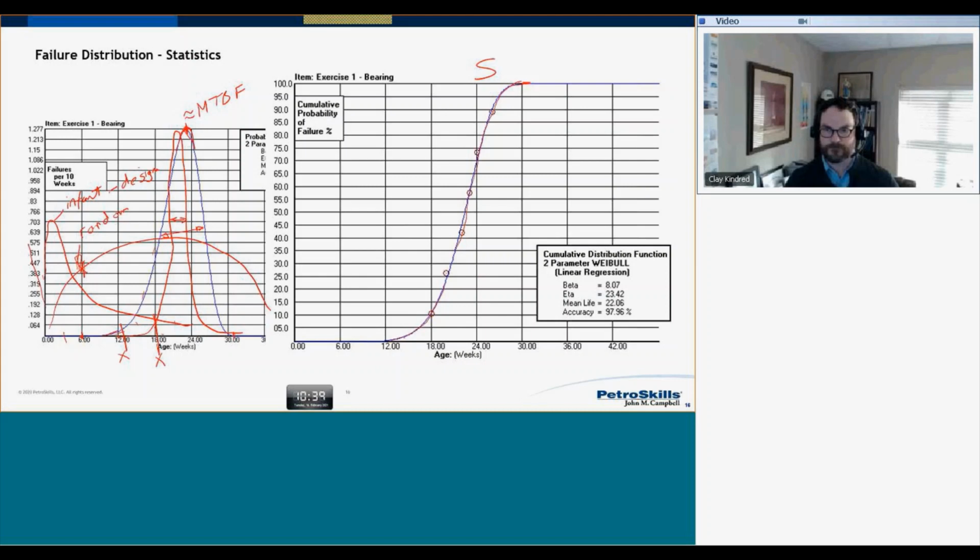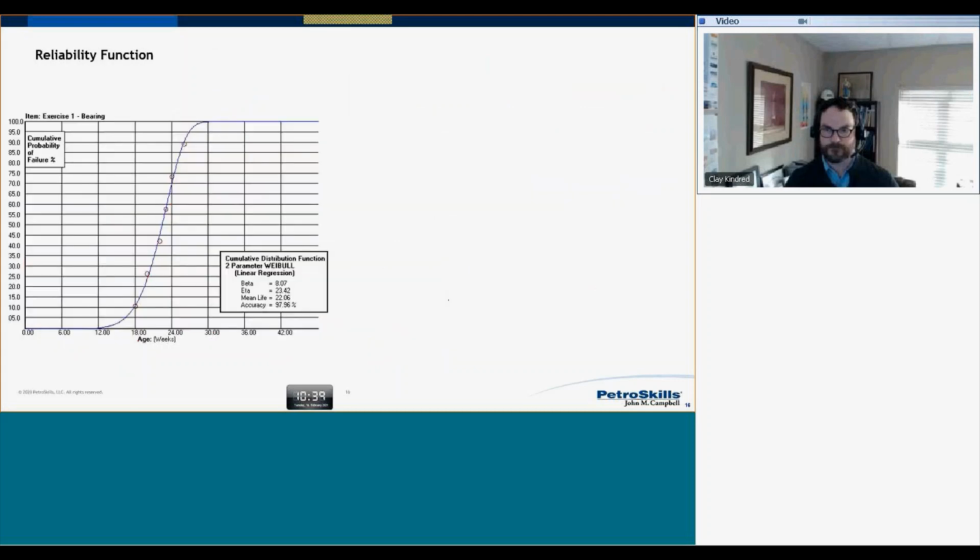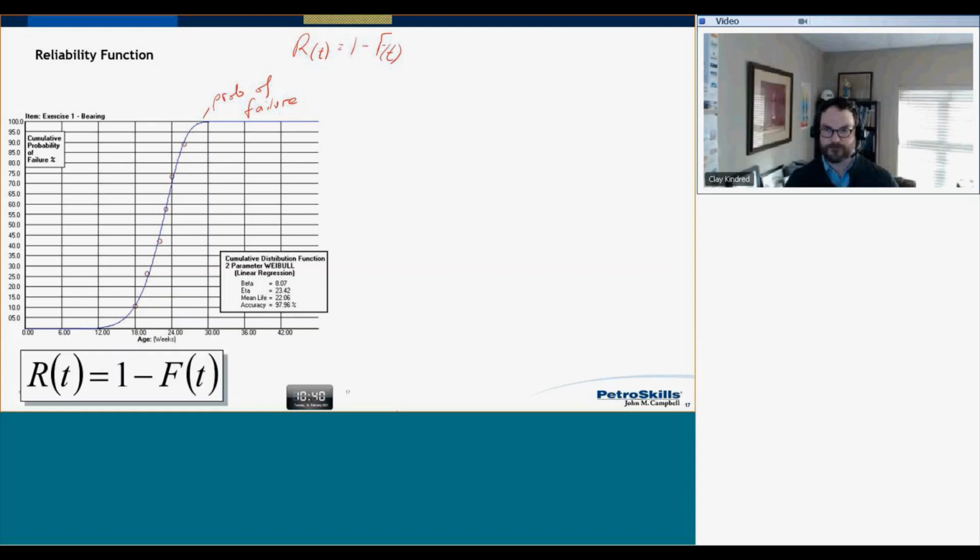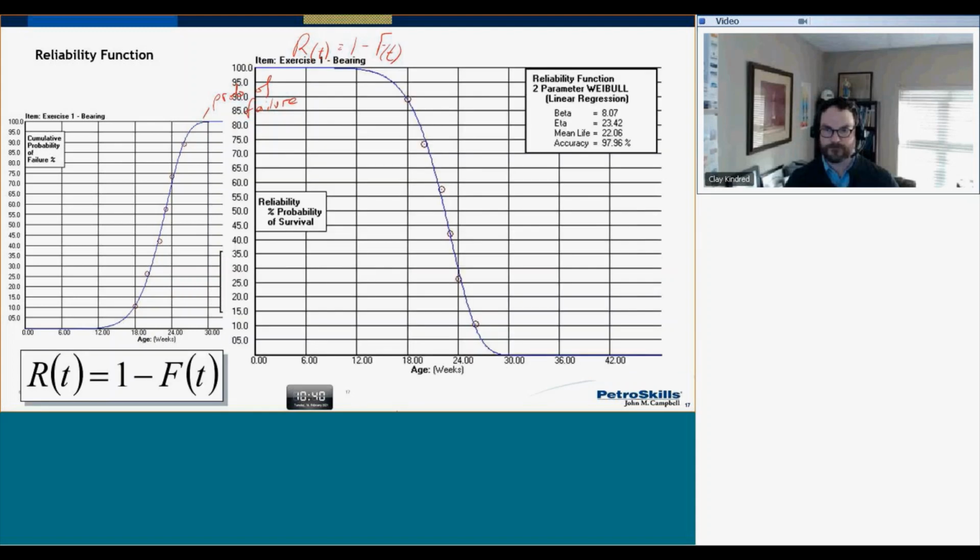Okay, right, I'm going to go back to this S-curve now. And notice what this is. This is probability of failure. But we have already said that reliability is 1 minus the probability of failure. So all I really have to do is invert this. And what I get is this. I get my S-curve, but it's the other way around. But this is now a reliability function.